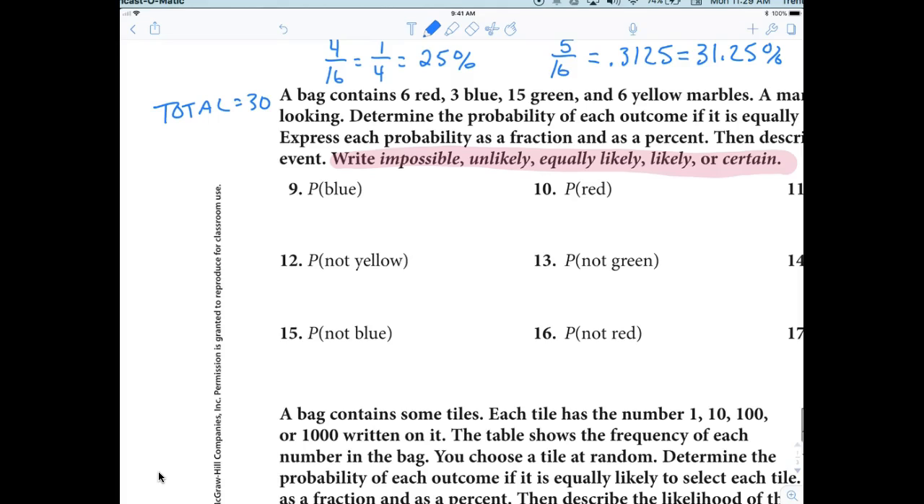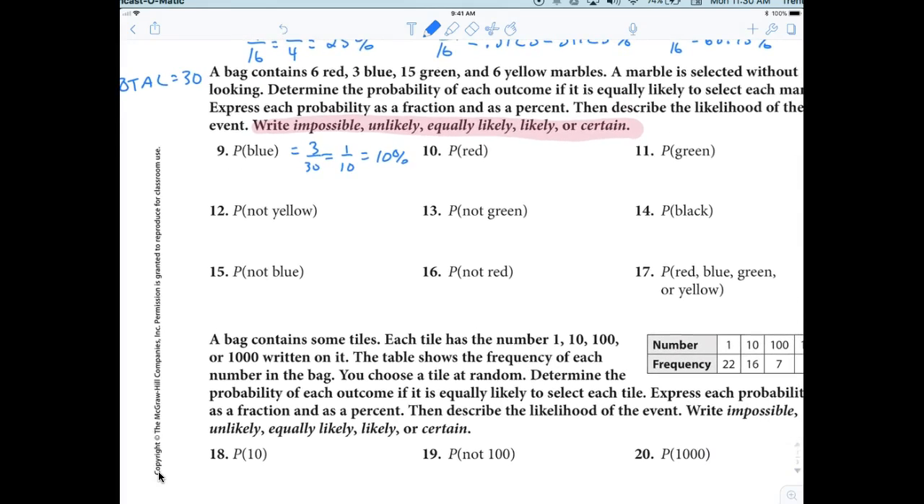So now what's the probability of getting a blue? So it'd be 3 out of 30, which reduces to 1/10. Which is? 10%. Exactly. Okay. All right. Caroline, tell me about the probability of getting a red. Well, you're going to do 6 over 30. And that's going to be? Beautiful. 20%.